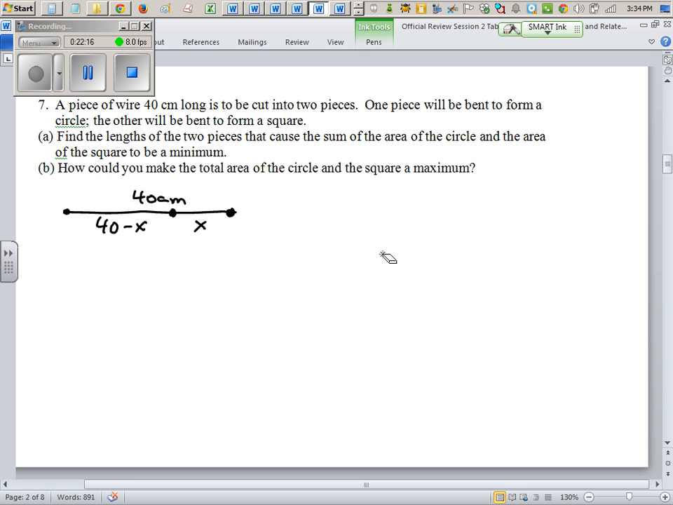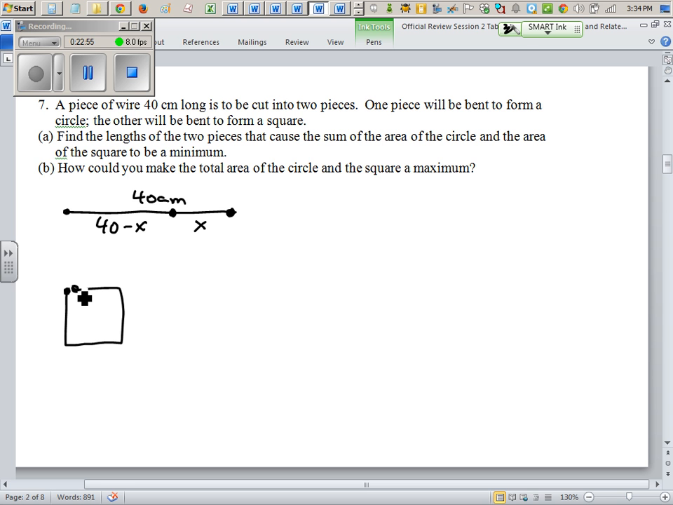Okay, what were we trying to do with this piece of wire? We're going to take one piece and bend it to form a circle. And we're going to take the other piece and bend it to form a square. I've done that before, with 2 pipe cleaners or whatever, cutting a pipe cleaner and making 2 shapes. So it's kind of up to you guys. Do you want to use the 40 minus x piece to make a circle? Or do you want to make a square out of that piece? I think it's wise to make the square using the 40 minus x piece. So here's the piece. We bend it into a square shape.